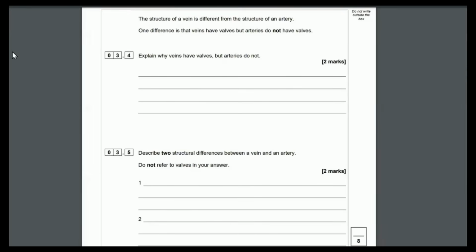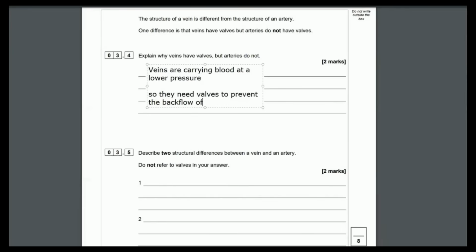3.4, explain why veins have valves but arteries do not. So we have to think about it. Why do veins need valves? Well, veins are carrying blood at a lower pressure. Therefore, there's a tendency for that blood to maybe fall backwards. And so we need valves to prevent the backflow of blood.